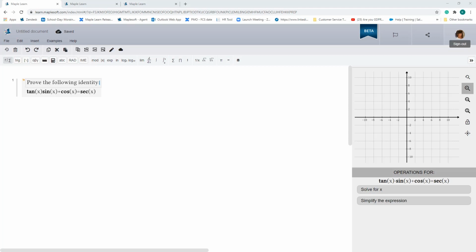And I know proving trig identities can be hard for some of you, but today I want to show you how to use MapleLearn to make that task a little bit easier.